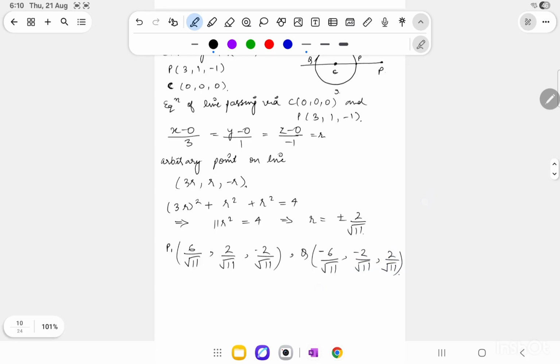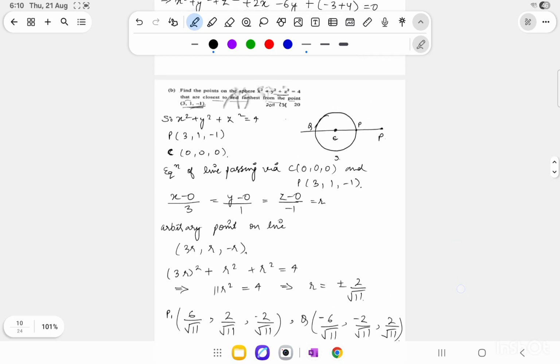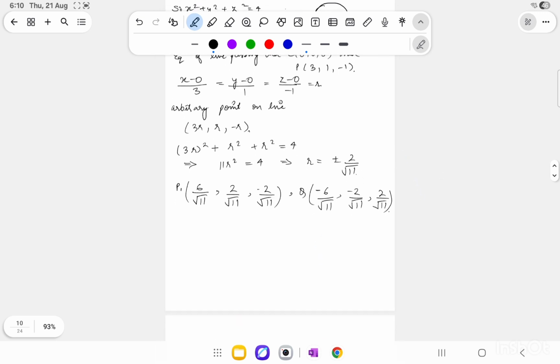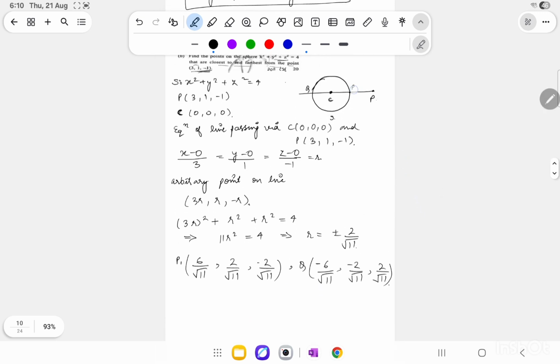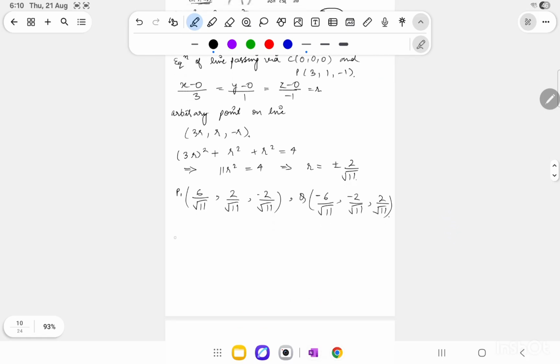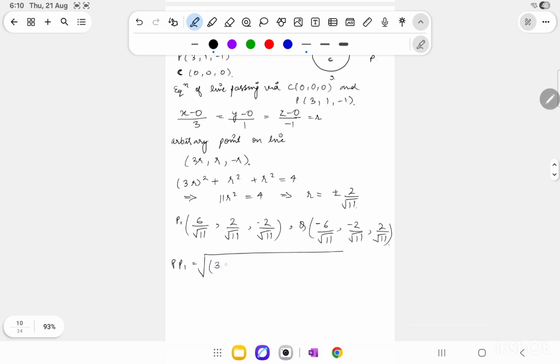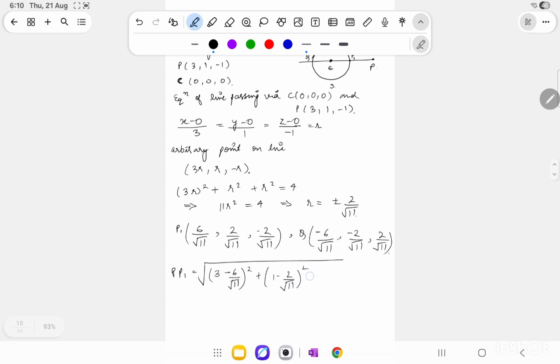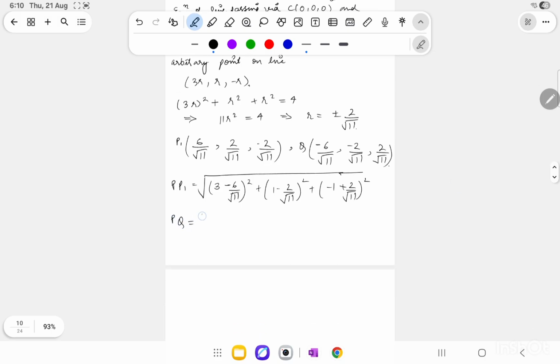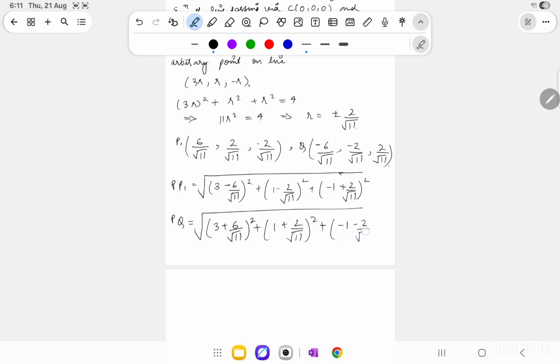Now we are supposed to check which one is farthest and which one is nearest to the point P. So that we can do by calculating the distance between P and P1 and P and Q. So the distance PP1 would be under root of (3 minus 6 by under root 11) square plus (1 minus 2 by under root 11) square plus (minus 1 plus 2 by under root 11) square, and PQ would be under root of (3 plus 6 by under root 11) square plus (1 plus 2 by under root 11) square plus (minus 1 minus 2 by under root 11) square.